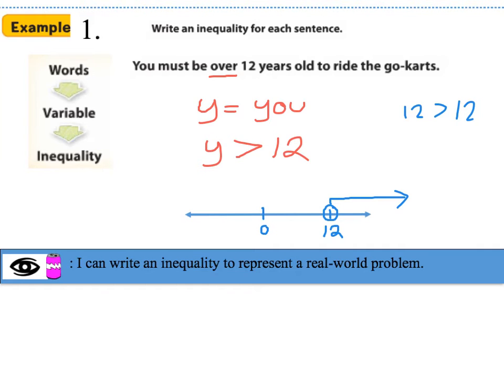But if I pick any number to the right of 12, like 13, 13 is greater than 12, so that's a true statement. Anything to the left of 12, like 0, 0 is greater than 12, that is a false statement.